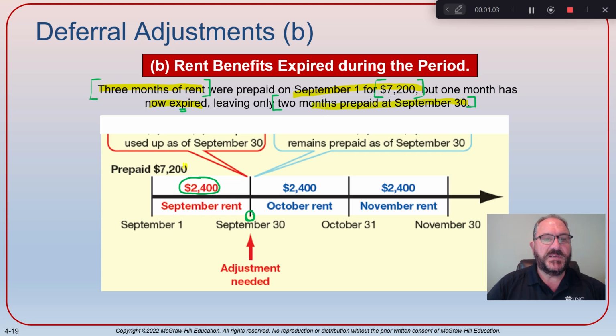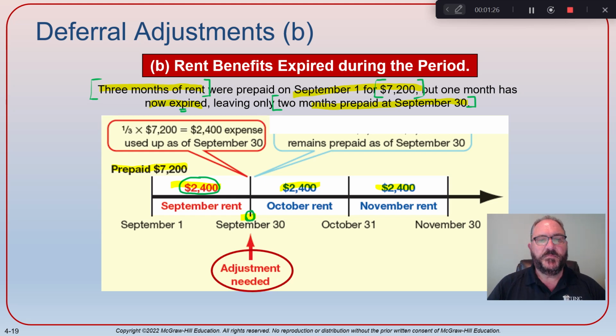September 1st, we had $7,200. Now, September 30th, we have to recognize this $2,400 in rent. Okay, these two items over here, these are still left in prepaid. This hasn't been used yet, but we need to show this rent expense. So it's going to go from prepaid to rent expense. So we're going to lower that prepaid by $2,400, right?